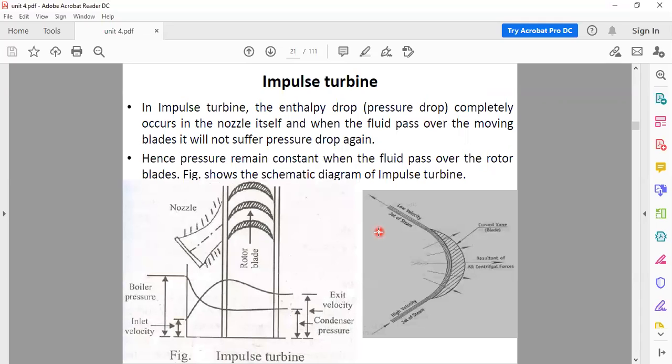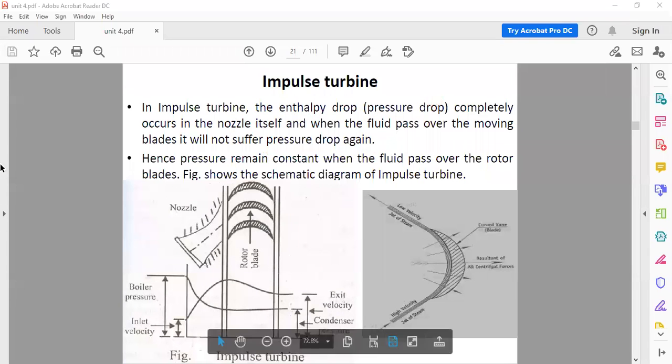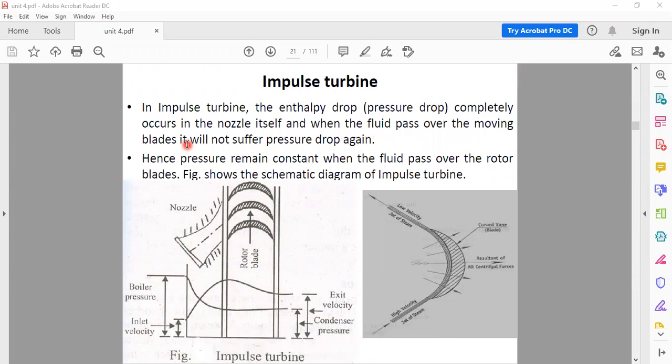In an impulse turbine, the enthalpy drop completely occurs in the nozzle itself, and when the fluid passes over the moving blade, it will not suffer a pressure drop again. Hence, the pressure remains constant when the fluid passes over the rotor blade.